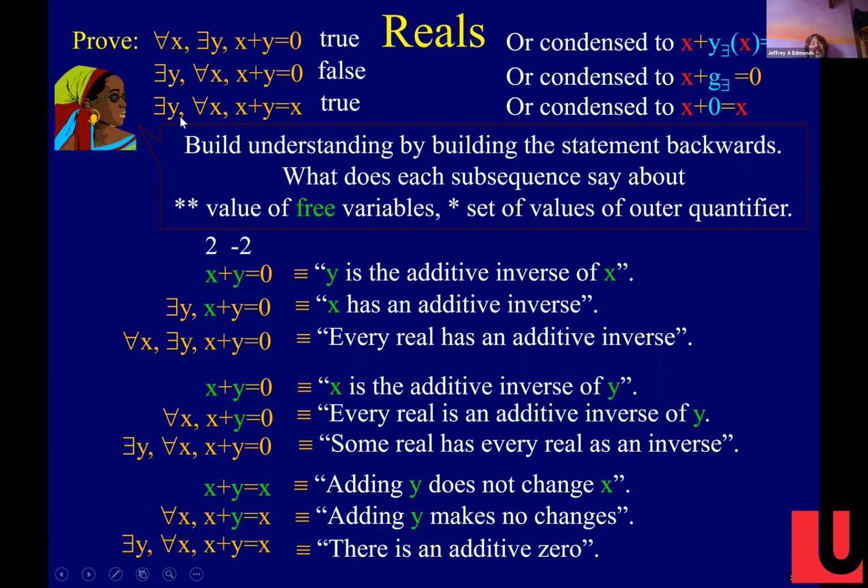What about this one? This says there's one fixed y, so no matter what you add to it, you're going to get what you're adding to it, right? No matter what your x is, x plus your fixed y is equal to x. So that's what this says. There's one fixed 0, and for any x, if you add x to 0, you're going to get x. So that's true. The first and the last are true, and the middle one's not true. And this is our condensed way of saying it. All right, people buy that?